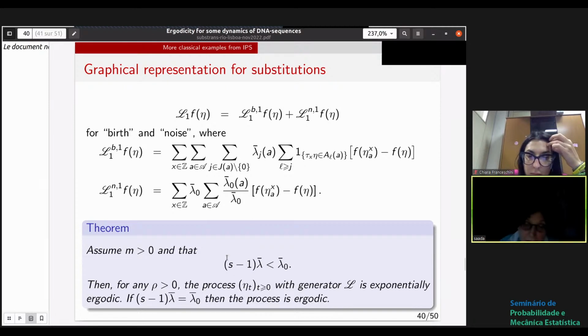So that's the little improvement I showed you for the ergodicity conditions. If S minus 1 lambda bar is less than lambda bar 0, then we get exponential ergodicity. It's possible to do even better by cutting this generator in many parts according to the values. But okay, so I won't go into that.